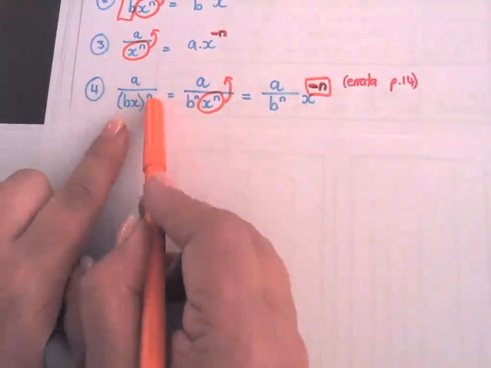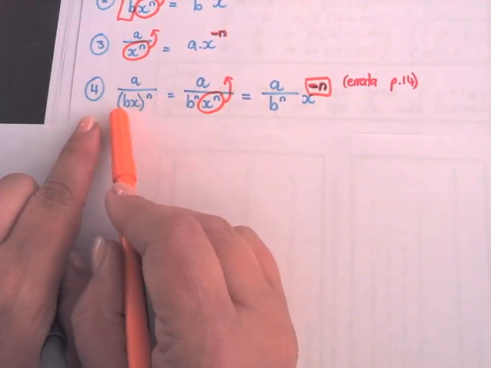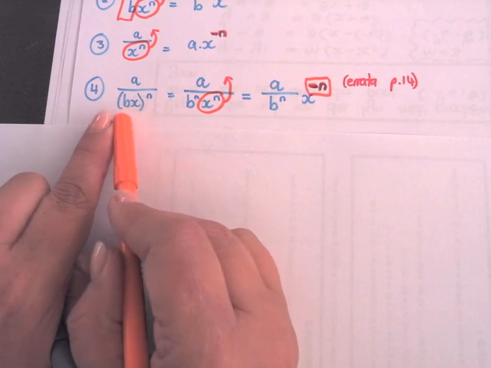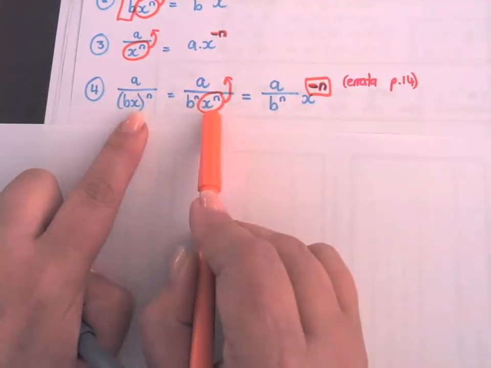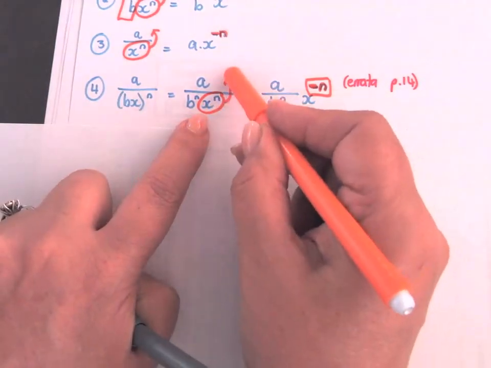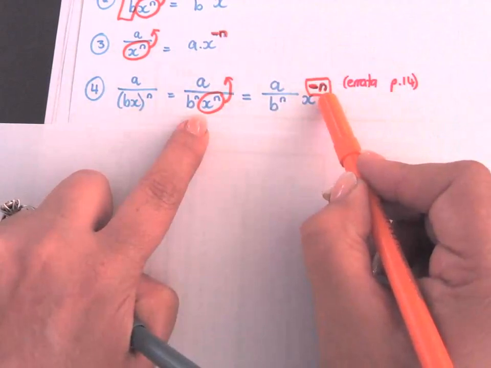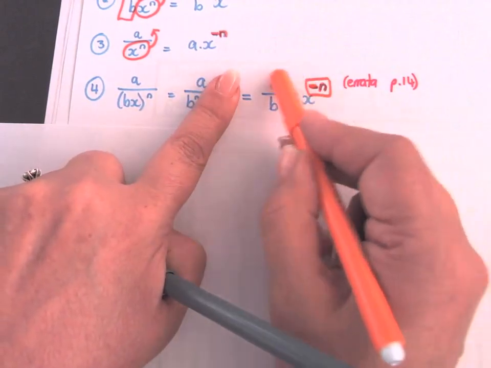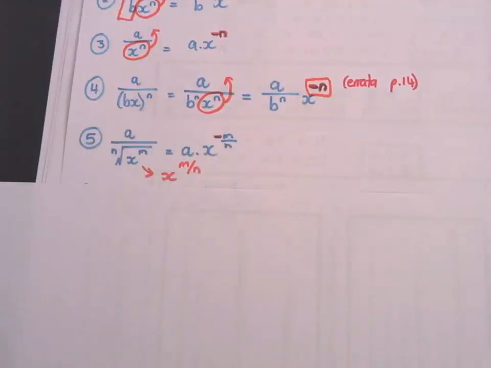First, we give this n, which is on the outside of the bracket, to every base. So the n goes to the b and the n goes to the x. But we want the x on top. So it becomes x to the power of minus n, and the rest is my coefficient. This one.